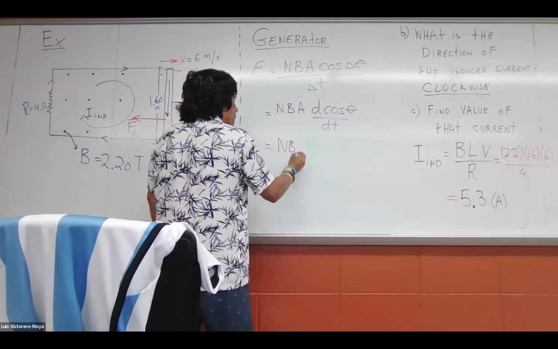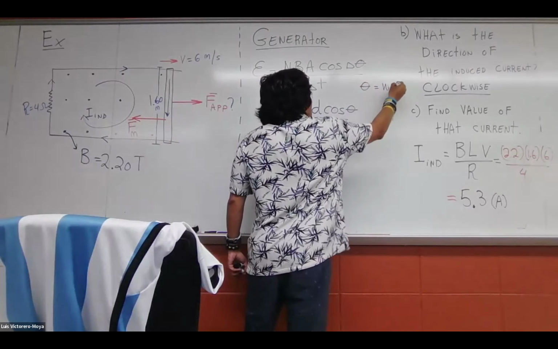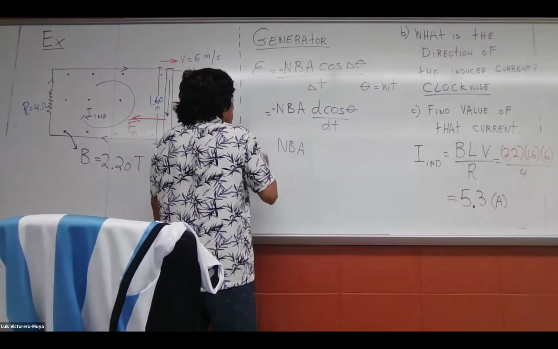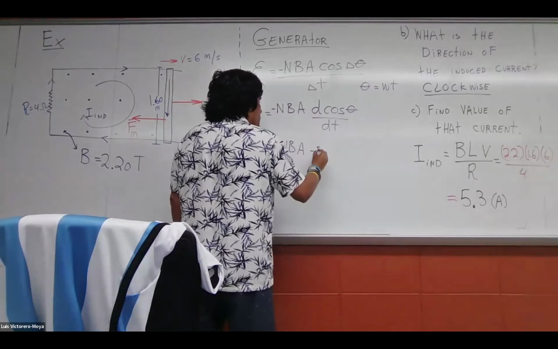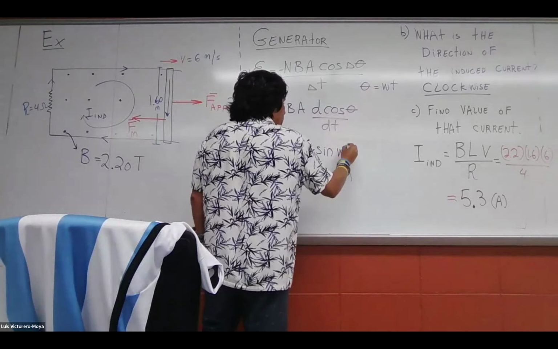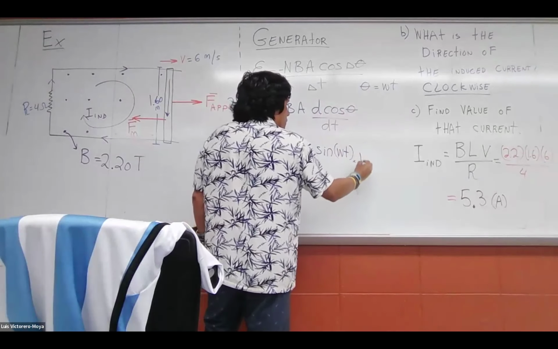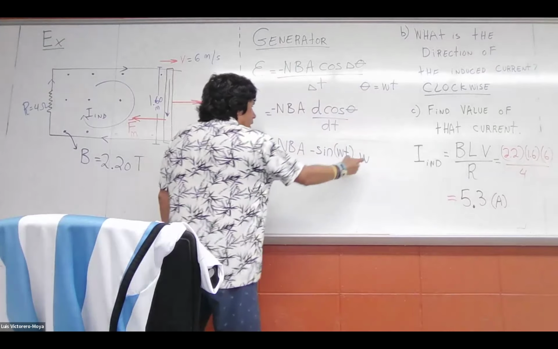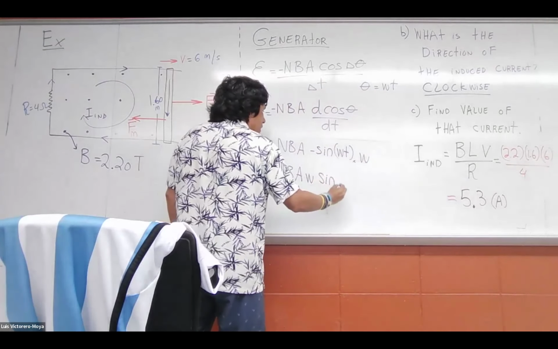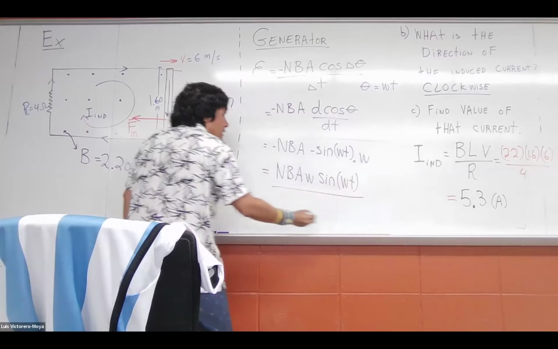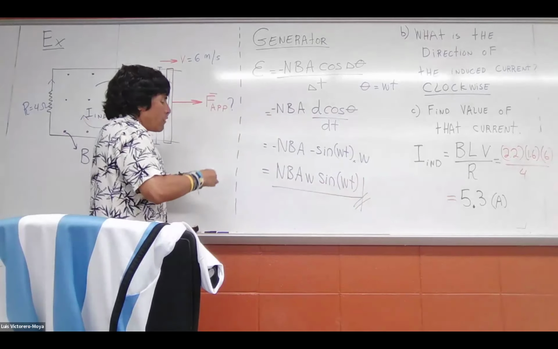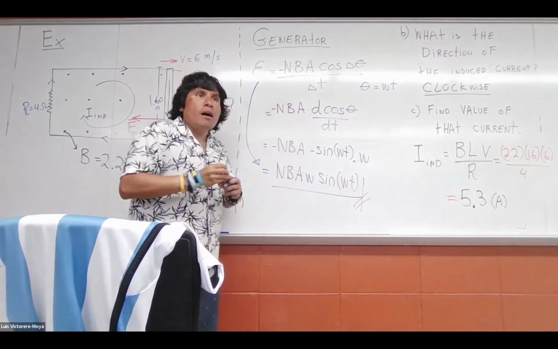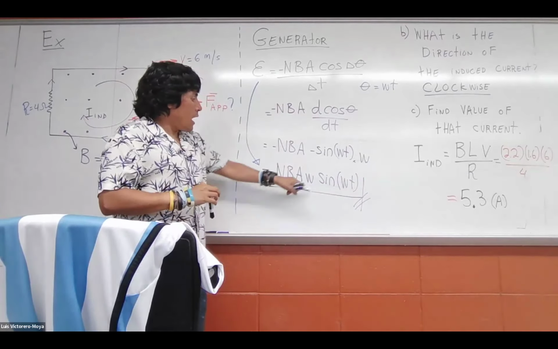So now remember, theta is omega t. So the derivative of cosine, still have this by the way, is negative sine of omega t. The derivative of this is negative, negative, positive: N B A omega sine omega t. That is your EMF for a generator that you are rotating at constant angular speed.